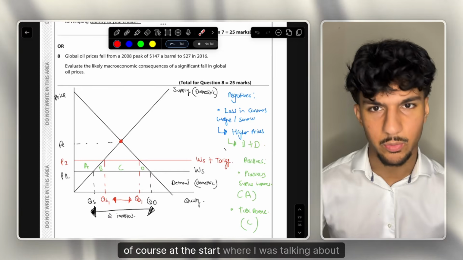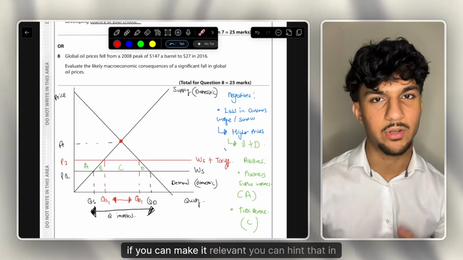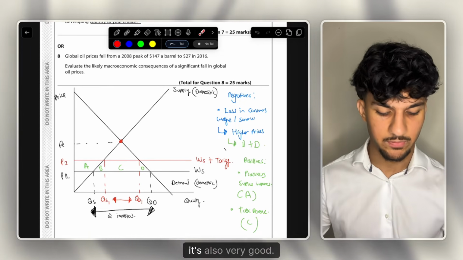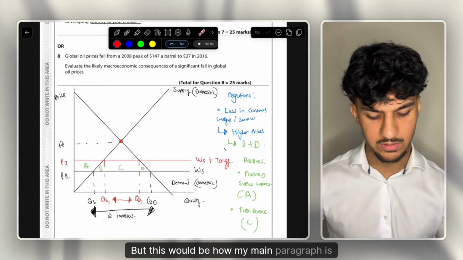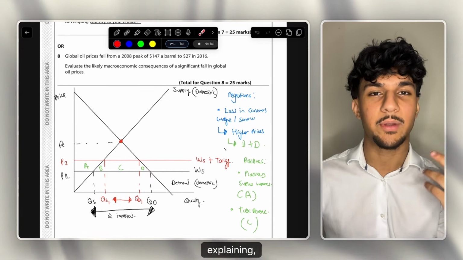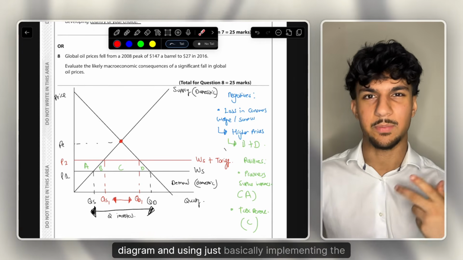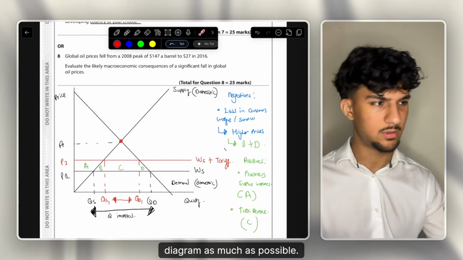Of course, at the start where I was talking about closed economy, that's more for your theory and understanding, but if you can make it relevant, you can hint that in, it's also very good. But this will be how my main paragraph is focused: breaking down the diagram, explaining the diagram, explaining an increase in protectionism using the diagram, and just basically implementing the diagram as much as possible.